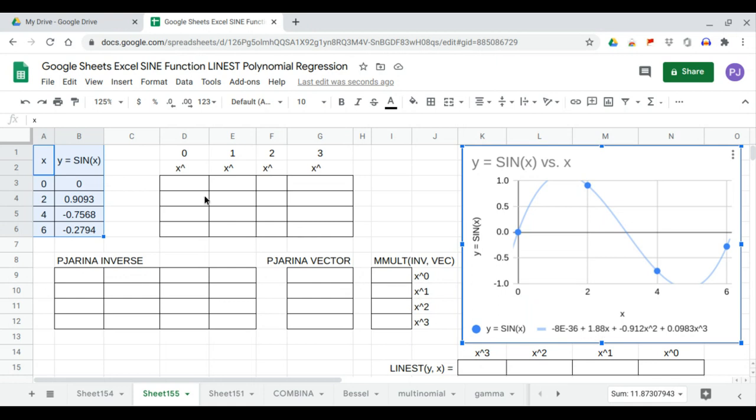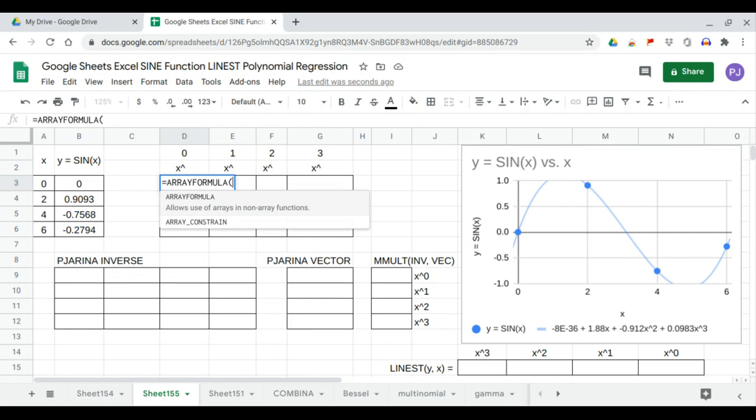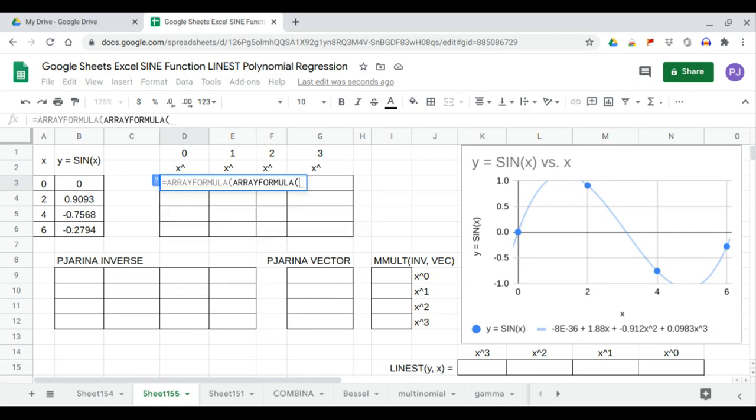To do that, we use the matrix solution. We begin with the 1 comma x matrix. So RA formula of the x values raised to the power 0 to 3. So this is our polynomial 1 comma x matrix to the third degree.